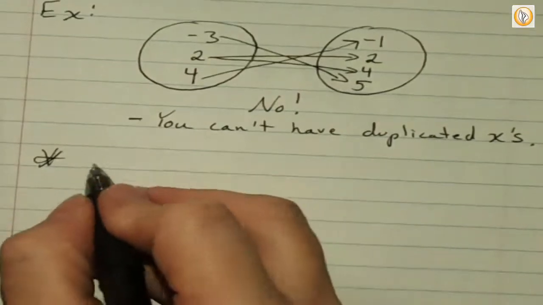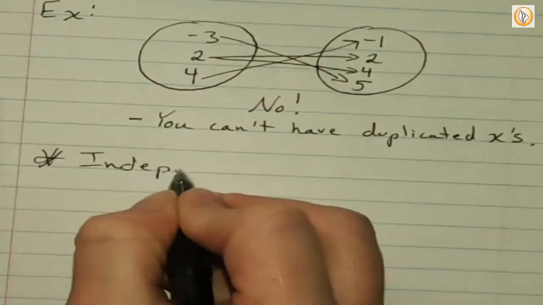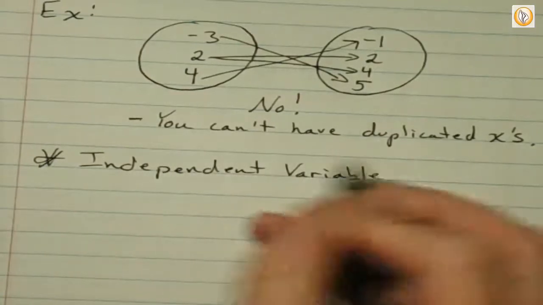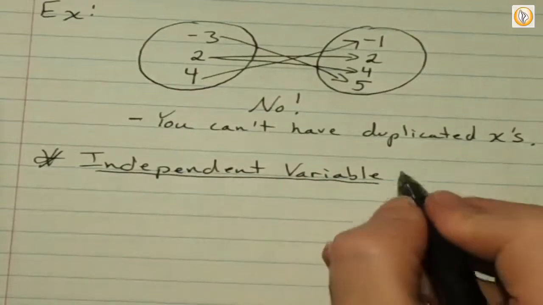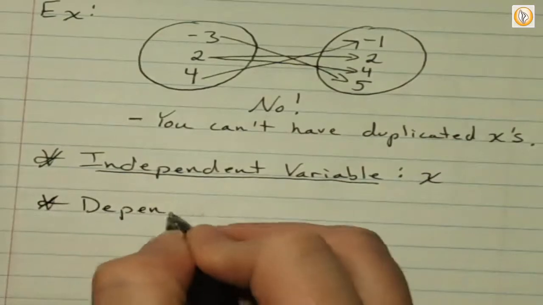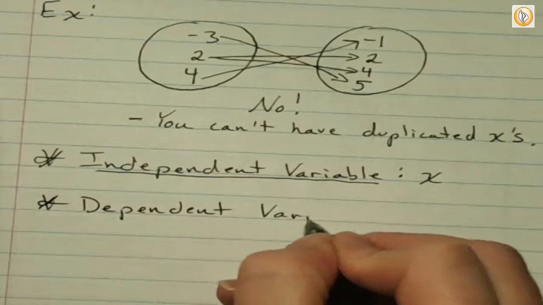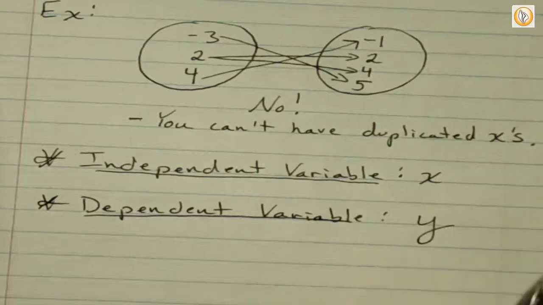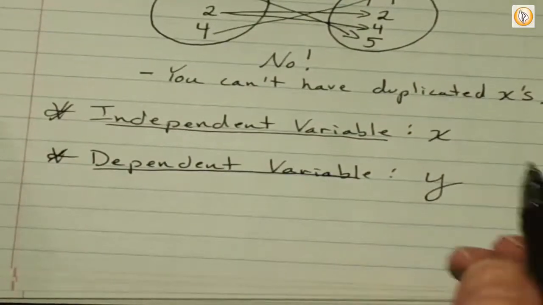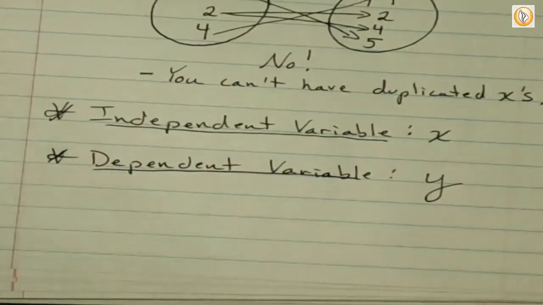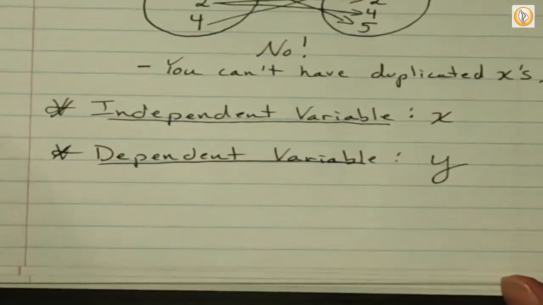Little tidbit of vocabulary you need to know. When doing this stuff, the independent variable is your x. The dependent variable is your y. X is independent, but y always depends on it. So we have 3 different names for these.